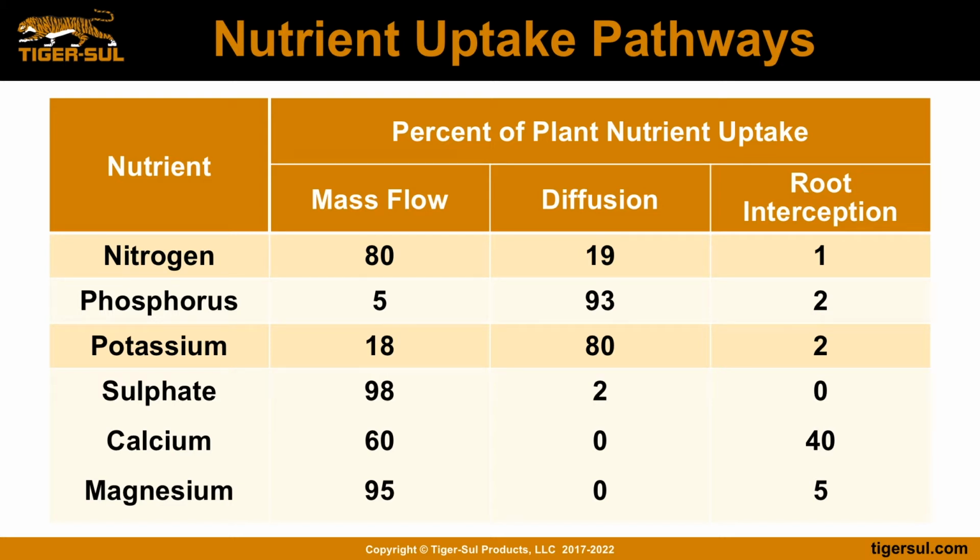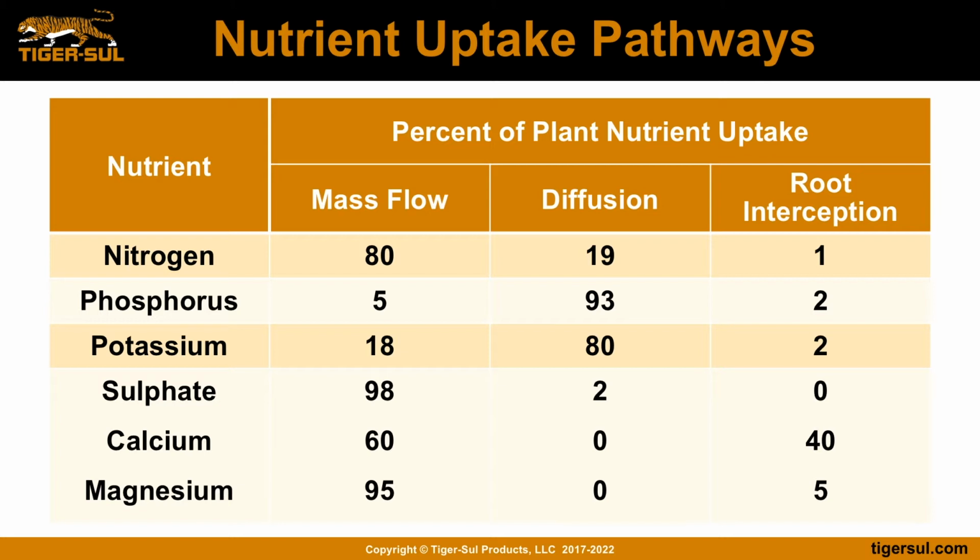And notice with nitrogen, about 80% of the uptake occurs by mass flow as compared to 19% with diffusion. Whereas with phosphorus, 93% is diffusion versus about 5% with mass flow. And the same for potassium. It's about 80% diffusion, 18% mass flow. Whereas with sulfate, it is 98% through mass flow. Here again, sulfate is very soluble in the soil and flows with soil water.